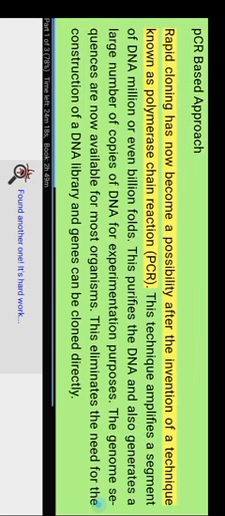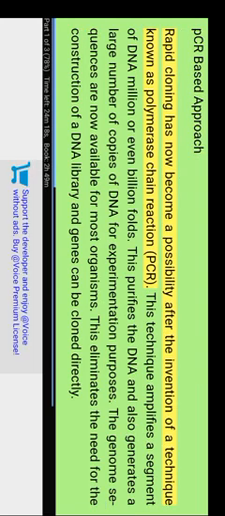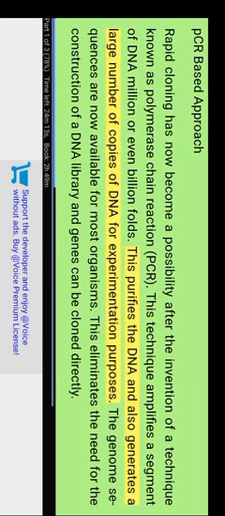PCR-based approach. Rapid cloning has now become a possibility after the invention of a technique known as polymerase chain reaction (PCR). This technique amplifies a segment of DNA million or even billion folds. This purifies the DNA and also generates a large number of copies of DNA for experimentation purposes. The genome sequences are now available for most organisms. This eliminates the need for the construction of a DNA library and genes can be cloned directly.